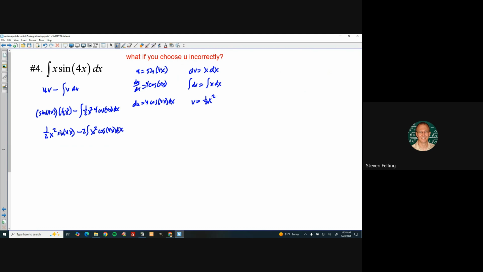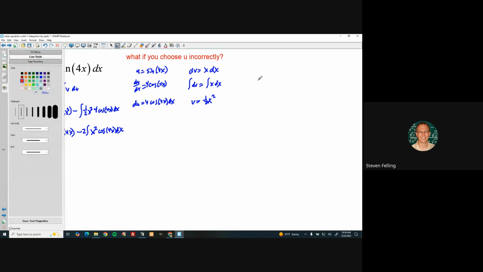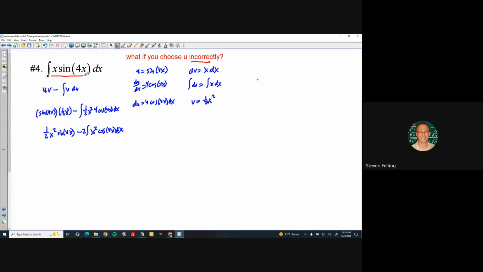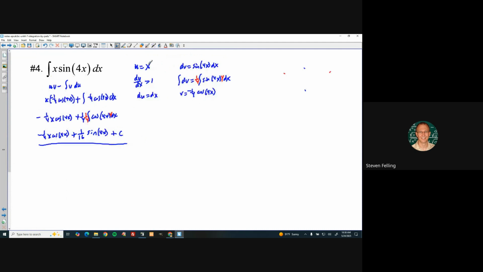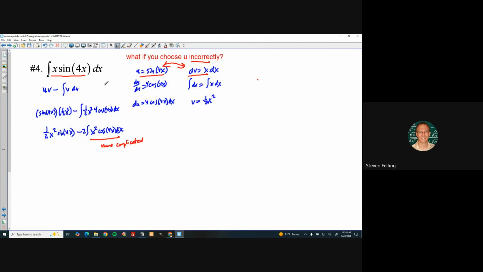So here's the problem, right? If we happen to choose incorrectly, this x sine integral becomes an x squared cosine, which means it's getting more complicated. Now, if that's happening, that just means that we've chosen those wrong. Probably we should swap those, and if we did, we would go from an x sine x to just a cosine, which is simple enough to do with a single shortcut. So that's how you can tell you've chosen u and dv correctly. If not, just choose it the other direction, or choose something else.